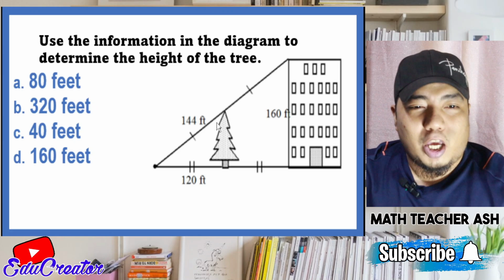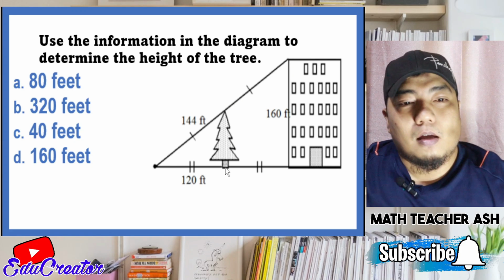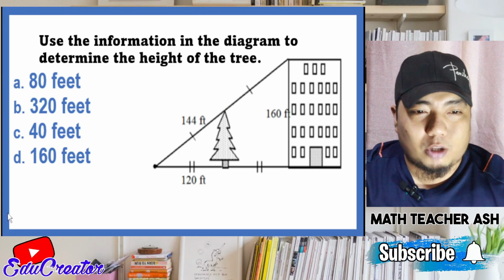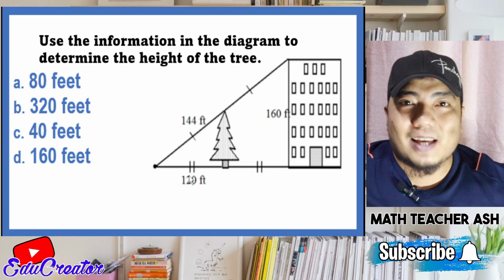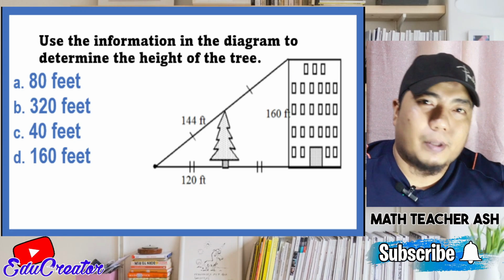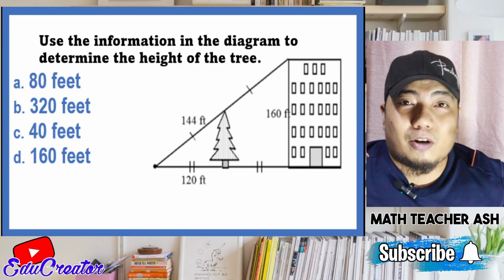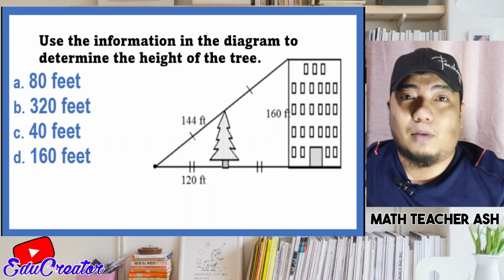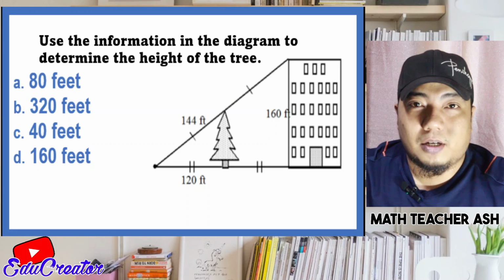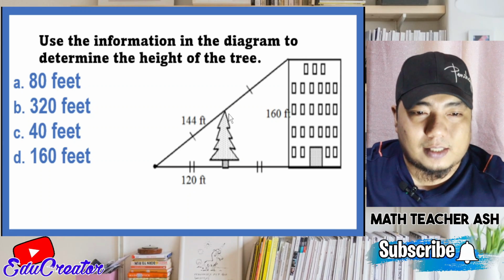Why? Because if you consider this small triangle here with our height of the tree, it is an example of a right triangle, and the hypotenuse and one leg is already given. So basically, you can apply the Pythagorean theorem. And we all know the Pythagorean theorem is equal to our, the square of the hypotenuse is equal to the sum of the squares of the legs. So that is c squared is equal to a squared plus b squared. Now, one of our legs here is missing, and that is the height of the tree.